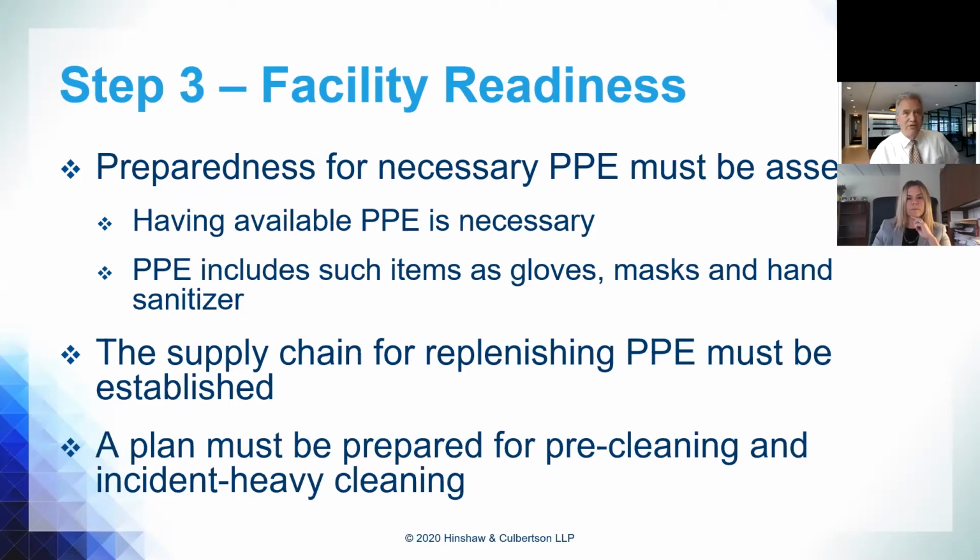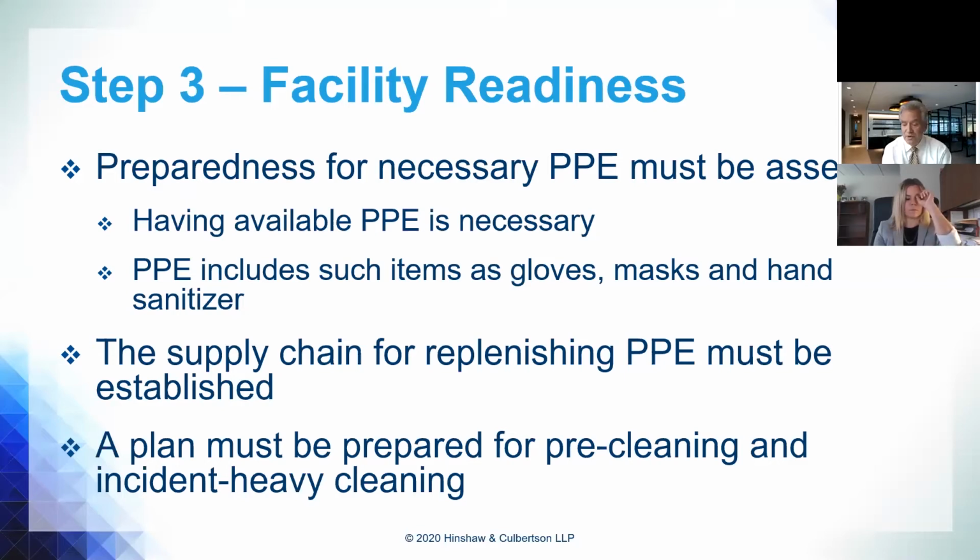Now, let's talk about step 3, which is facility readiness. PPE is a no-brainer. It must be assessed and it must be available. PPE includes such items as gloves, masks, and hand sanitizers. And depending upon the work of your business and the proximity in which your employees work with each other, you may need additional PPE, such as plexiglass shielding or face shields. The supply chain for replenishing PPE must also be established.